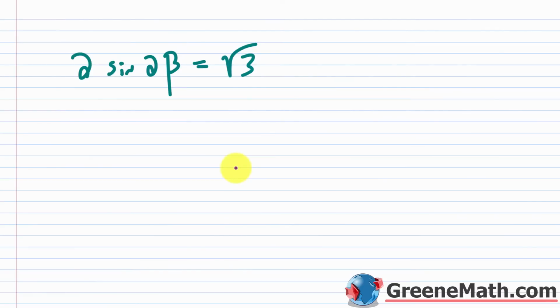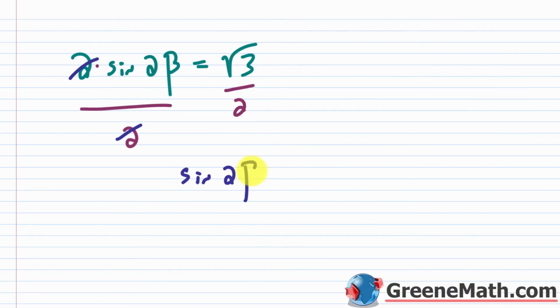All right, so just like I said, we want to get sine of 2 beta equals some number. Right now you have 2 that's multiplying the sine of 2 beta. So let's divide both sides of the equation by 2. So this is going to cancel, and we're going to get the sine of 2 beta is equal to the square root of 3 over 2.